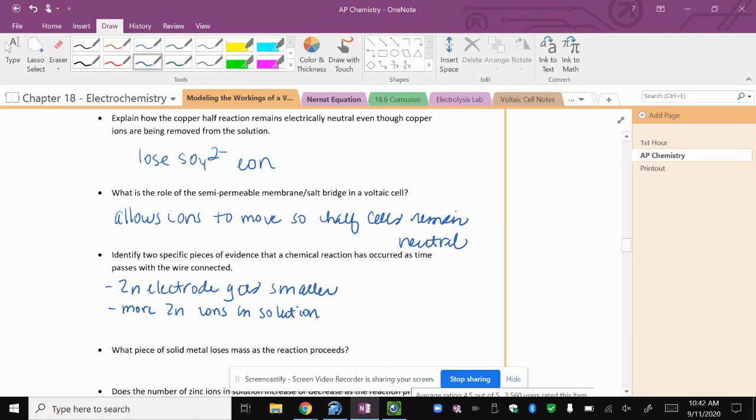All right, so let's look at our copper half reaction. So remember, our electrons travel through the wire. One of the ions gains those electrons, so we formed a copper atom. So in other words, what we would physically see in the lab is that the copper electrode gets larger. And so what we see in our model is that there are fewer copper ions in solution.